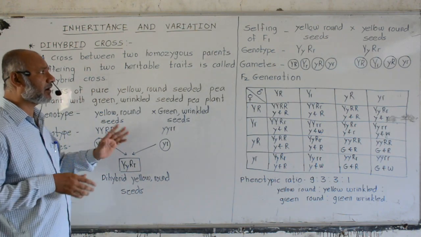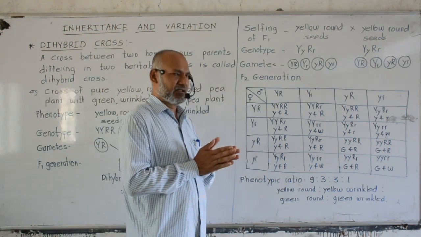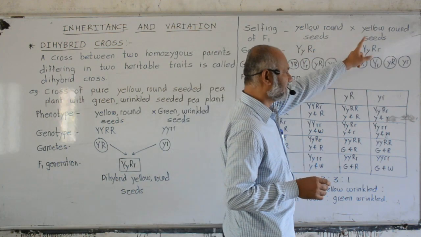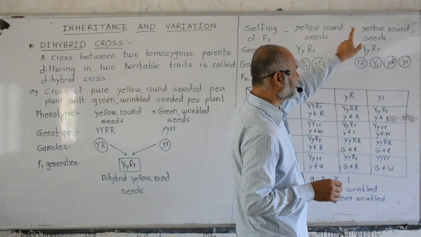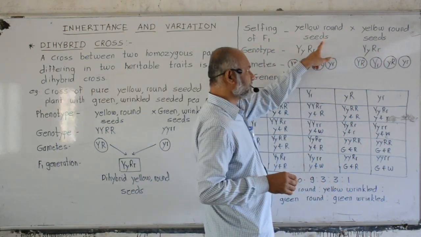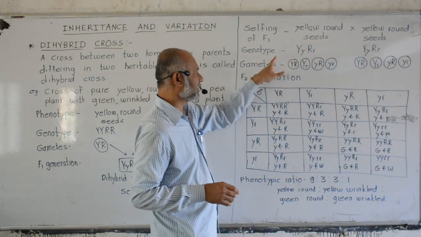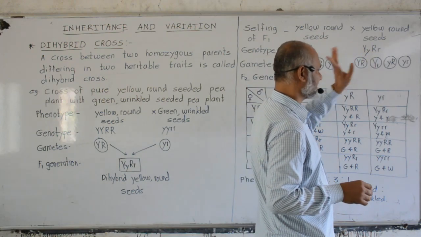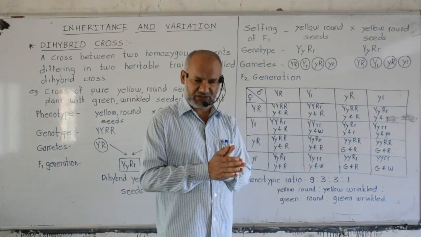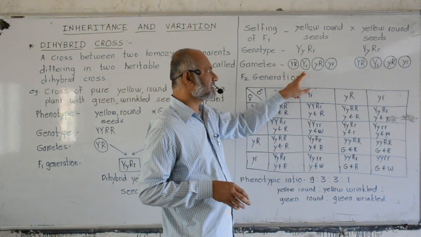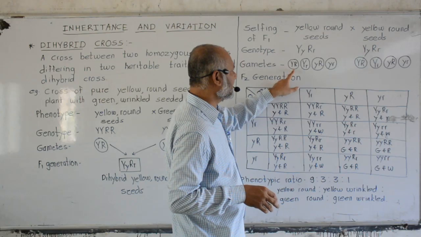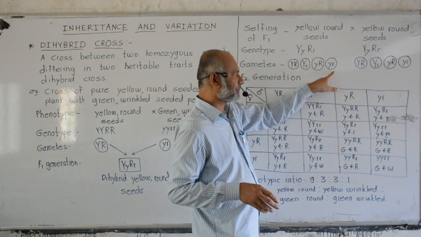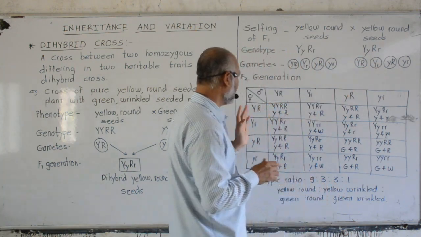Now the selfing of F1 generation. Selfing means inbreeding. Inbreeding is a cross between individuals of F1 generation. F1 crossed with F1. Yellow and round seeded pea plant crossed with yellow and round seeded pea plant. But here these plants are hybrid. The dihybrid genotype can be represented as capital Y small y, capital R small r, in both parents. Now these parents form gametes, and there is formation of 4 types of gametes by each parent. These gametes are capital Y capital R, capital Y small r, small y capital R, and small y small r. Similarly, the other parent also forms the same types of gametes.